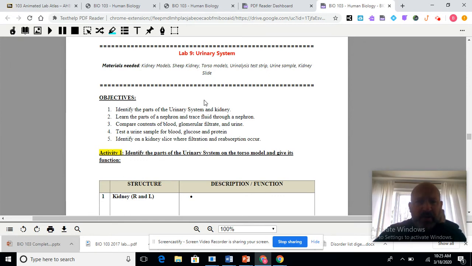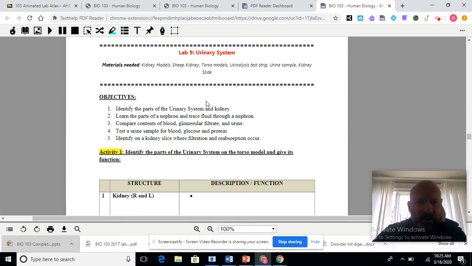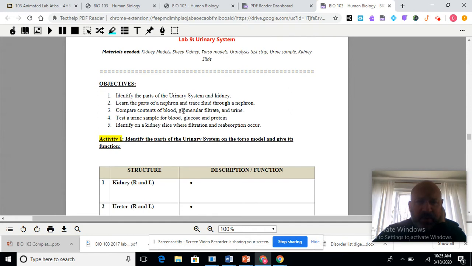So lab 9, urinary system. Identify the parts of the urinary system and the kidney. Learn the parts of the nephron, and we're going to trace the fluids through the nephron. We're going to compare the contents of the blood, the glomerular filtrate, which eventually will become urine, and then urine.